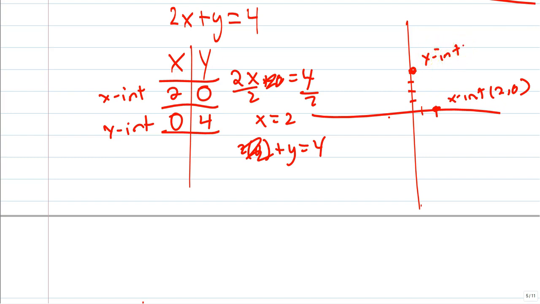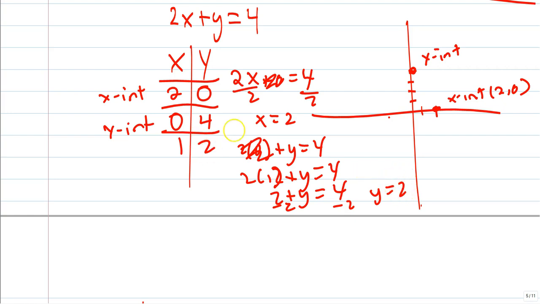Like I said, I like to get another point, so when you can, like if you've got a 2 and a 0, I could pick a number in between the two of them. I could stick in a 1 and just see that it follows a straight line. But you don't have to do this. You really only need those 2 intercepts, but I'm going to be encouraging you to graph 3 points anyway. We could plug in a 1. 2 times 1 plus y equals 4. 2 plus y equals 4, so y must equal 2. And 1, 2 still fits along our straight line.